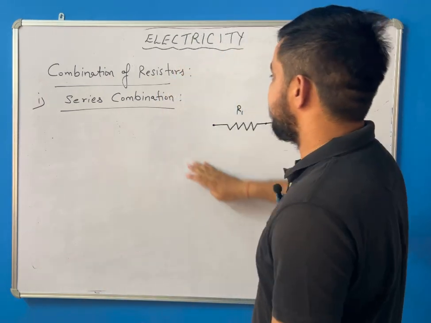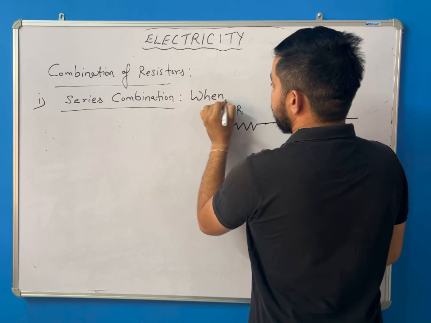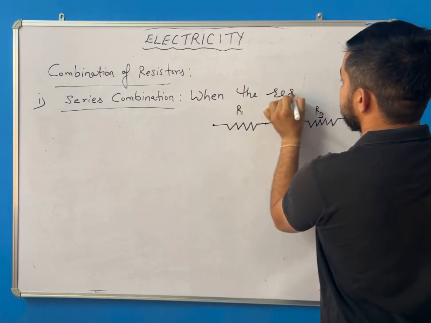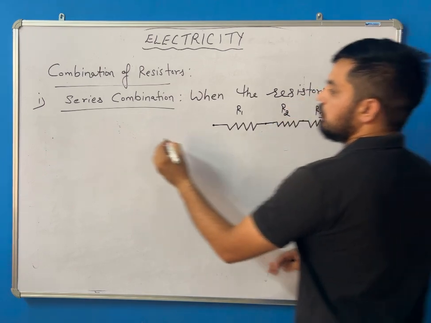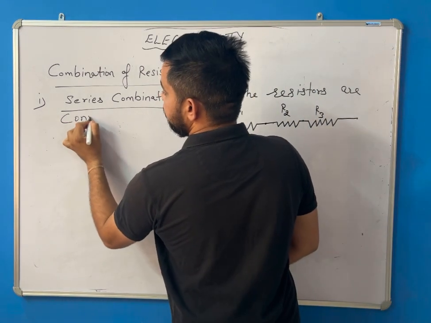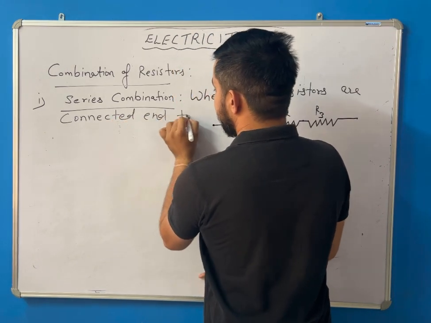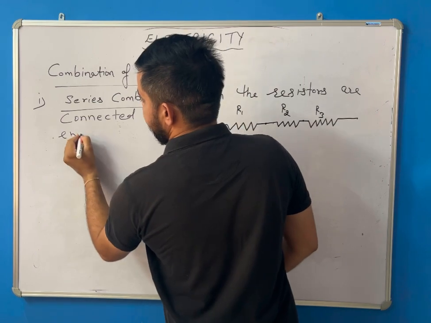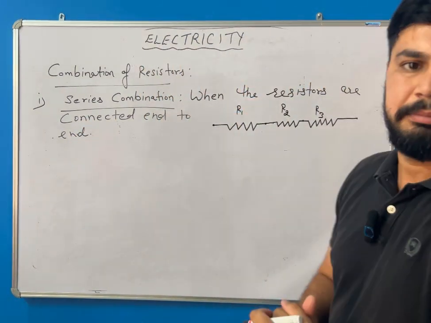So let's write the definition now. When the resistors are connected end to end, this type of combination is called series combination.